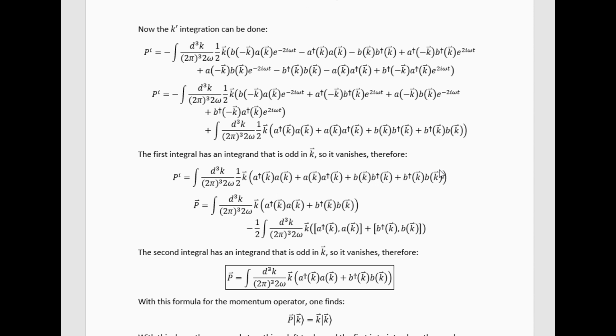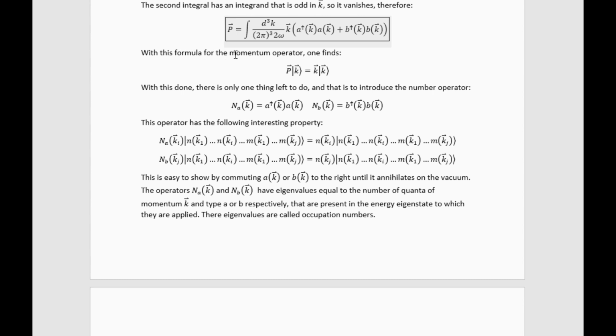Specifically, this integral here has an integrand that is odd in k, so it vanishes and we get down to this, and then we can rewrite this using commutation relations like this. Then the second integral, this one, also has an integrand that's odd in k, so it vanishes, ultimately giving us this beautiful result here.